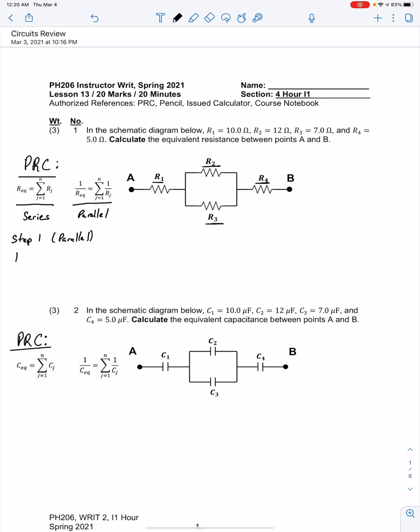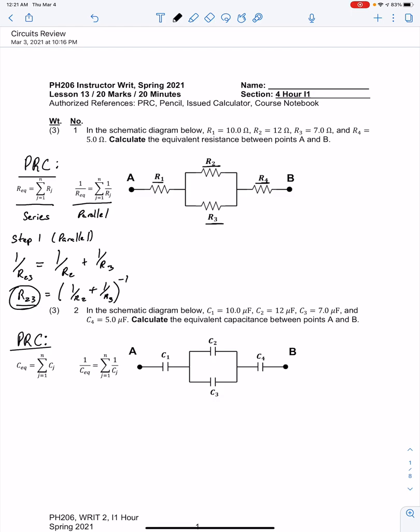So it is 1 over R2,3 equals 1 over R2 plus 1 over R3. In order to find the inverse of that, so we can just get R2,3, it is R2,3 equals 1 over R2 plus 1 over R3 to the negative 1, which we'll be able to flip this one.